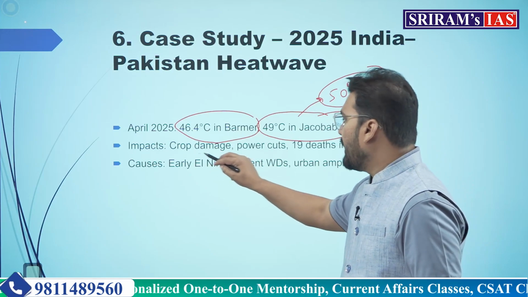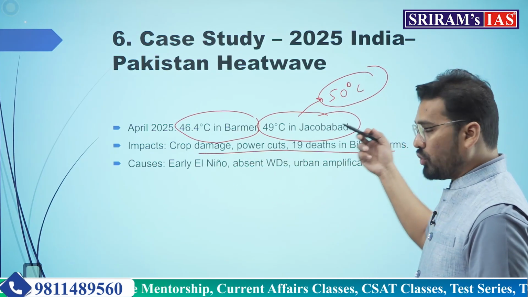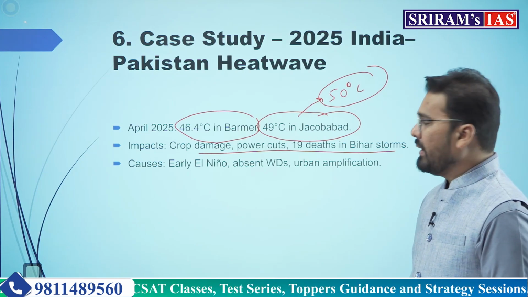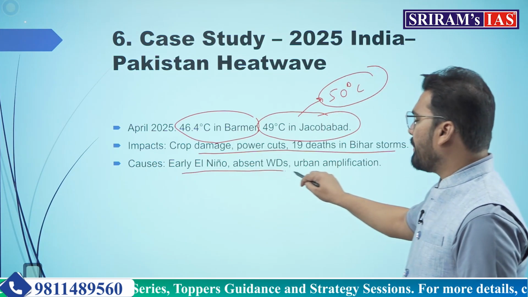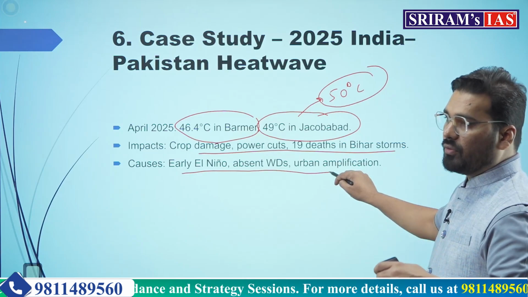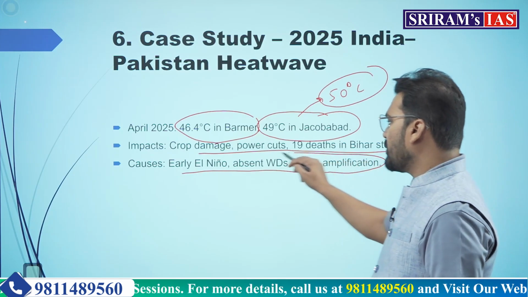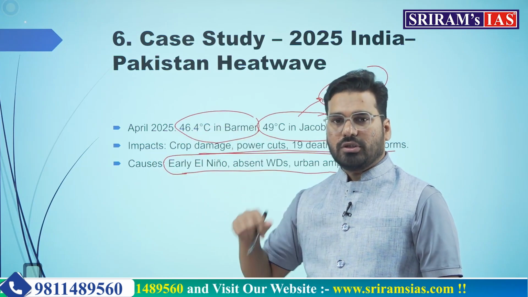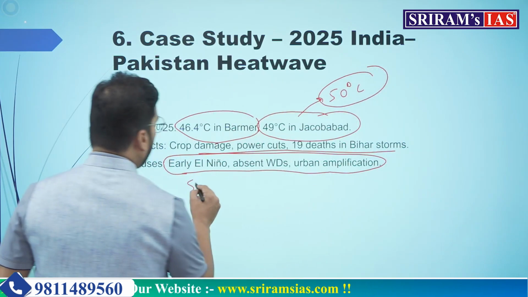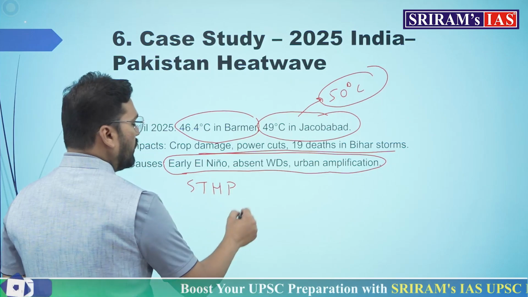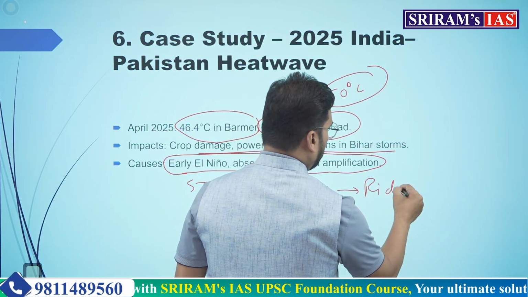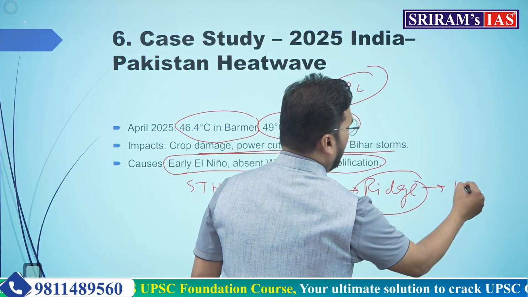Now, impacts: crop damage, power cuts, 19 deaths in Bihar, storms. Yes, thunderstorms can also be an associated factor with this. Here the cause was early El Nino, absent WDs, that means western disturbances, and urban amplification. All these are factors which are causing heat waves in these regions. Also add subtropical high pressure condition. Also add subtropical westerly jet stream, that is a ridge position, which is also a high pressure condition.